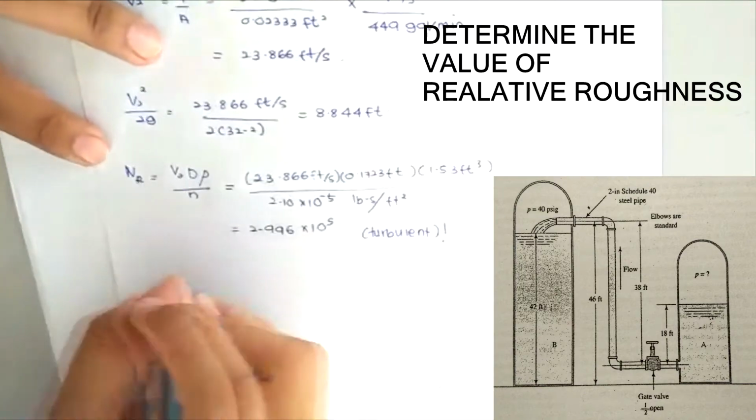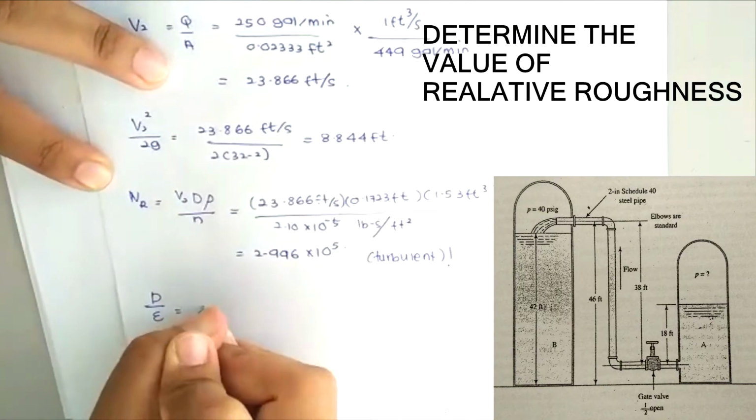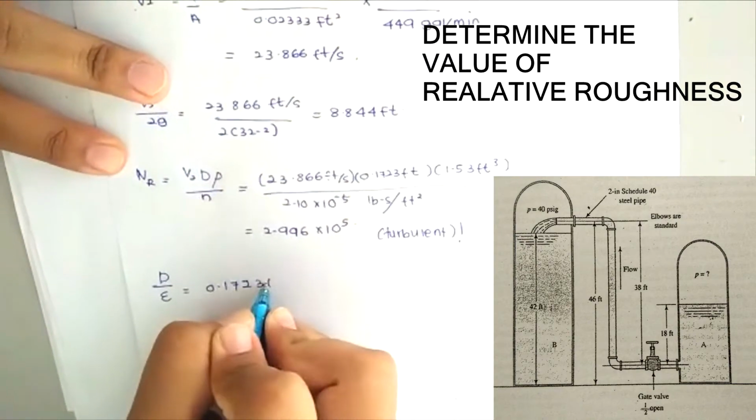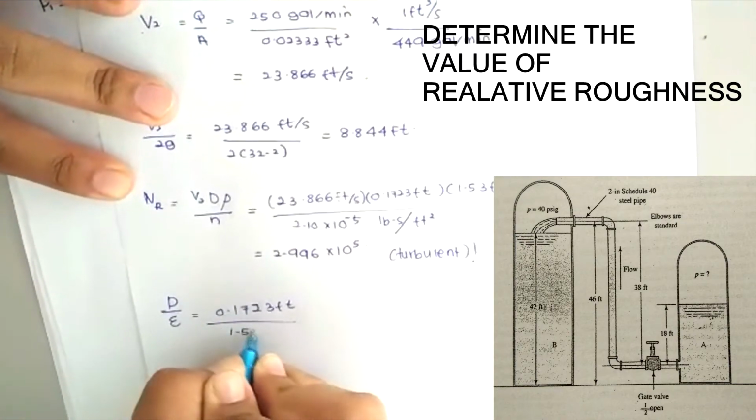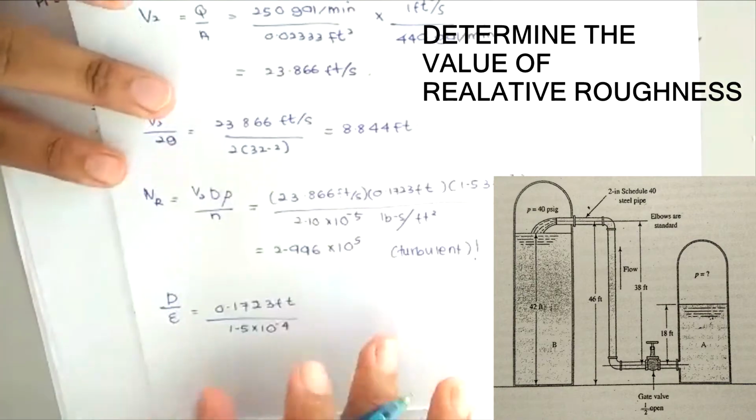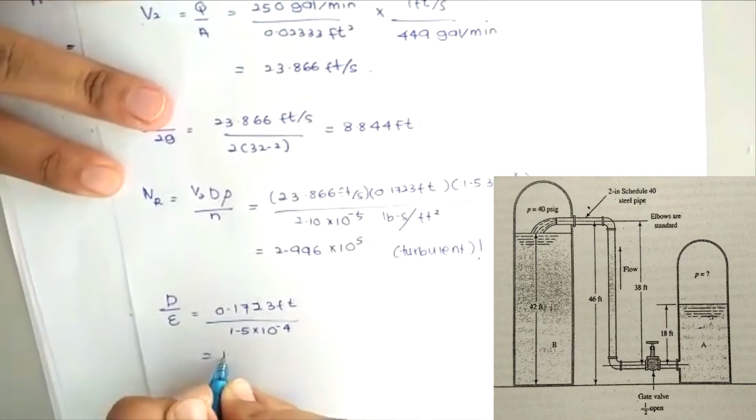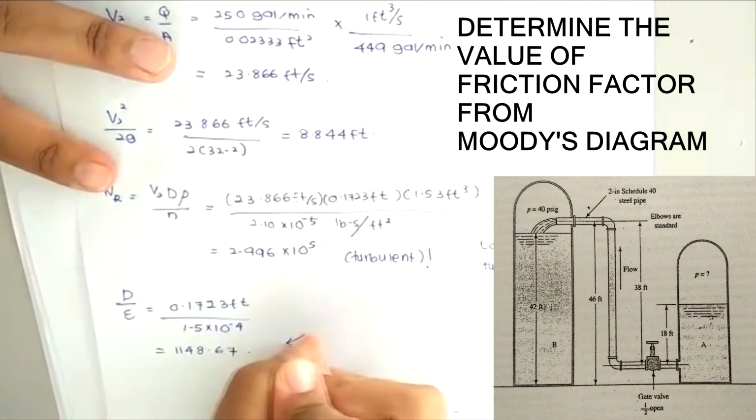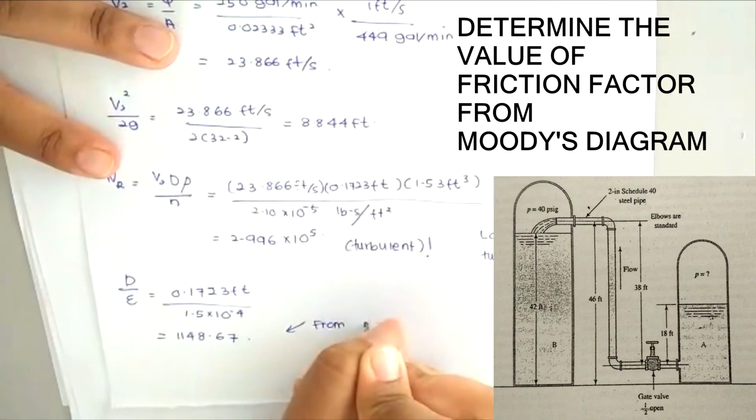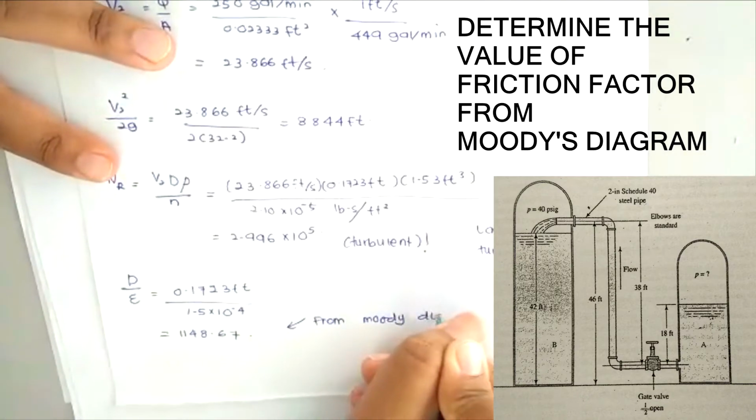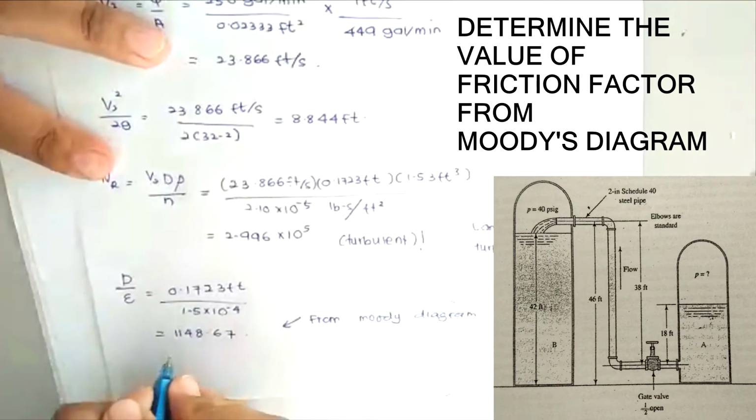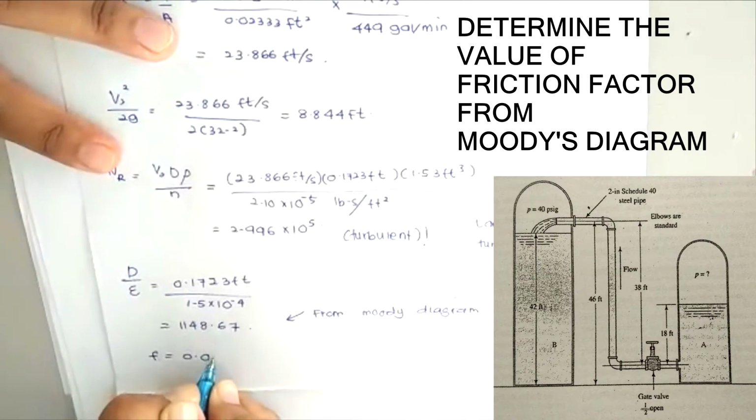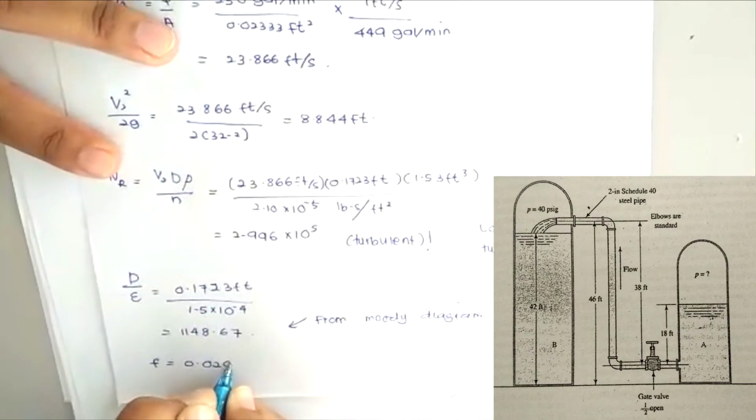After that, we need to calculate the relative roughness by substituting the value for the inside diameter and the roughness of the pipe. Now, we can find the friction factor f from the Moody diagram based on the value of Reynolds number and relative roughness that we calculated just now, which is f equal to 0.0205.